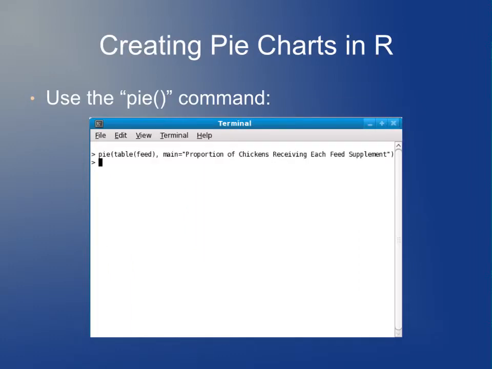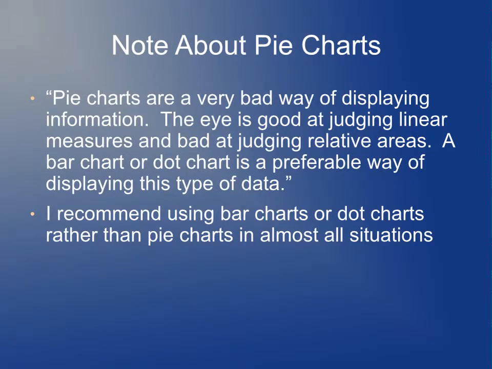To create a pie chart in R, the command is pie. Once again, note that the syntax is pie(table(feed)) rather than just pie(feed). You can also provide the header for the graph by using the main parameter for the pie command. And the help file in R said it quite nicely.